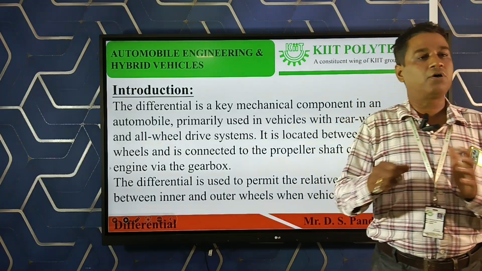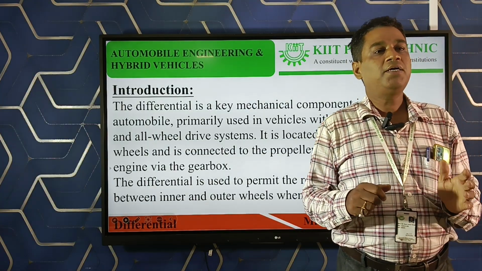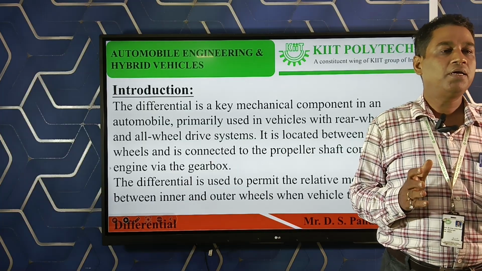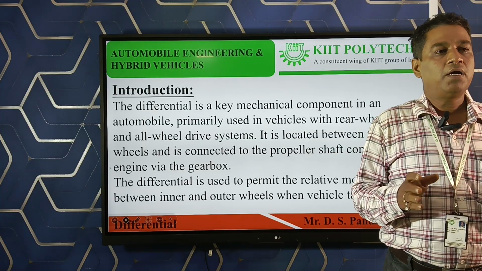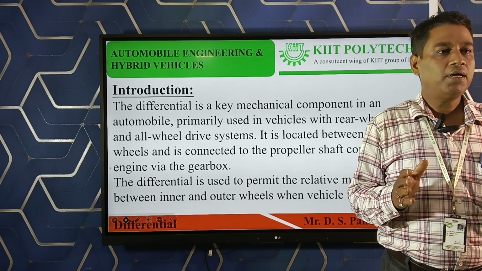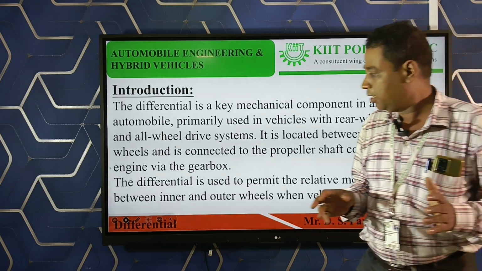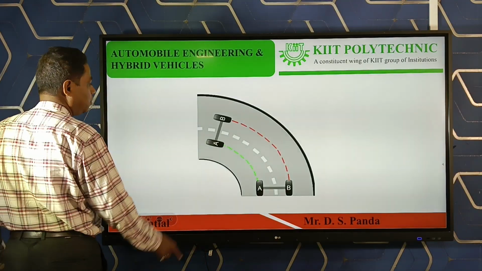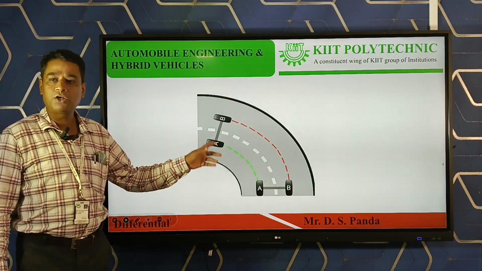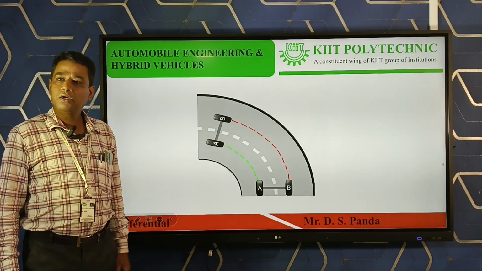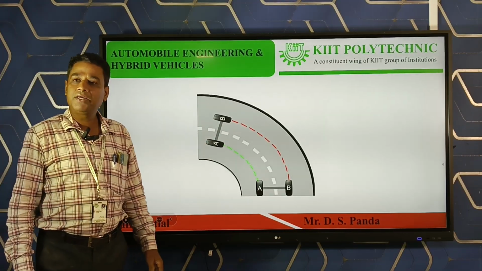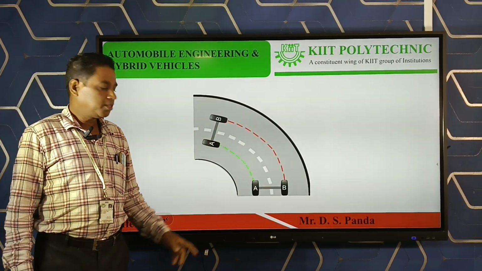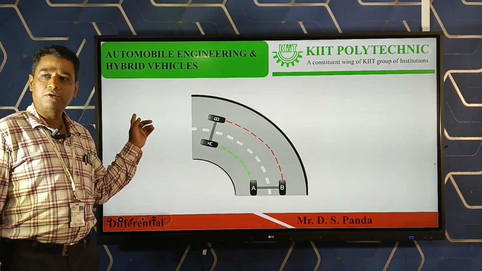When a vehicle takes a turn, it needs different speeds of wheel at different levels. Suppose this is the figure, the vehicle is taking a turn. Here wheel A takes less turn compared to wheel B. It is taking a left turn.